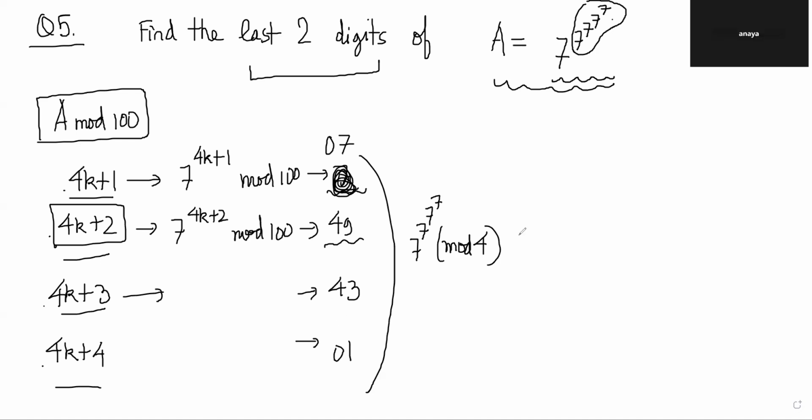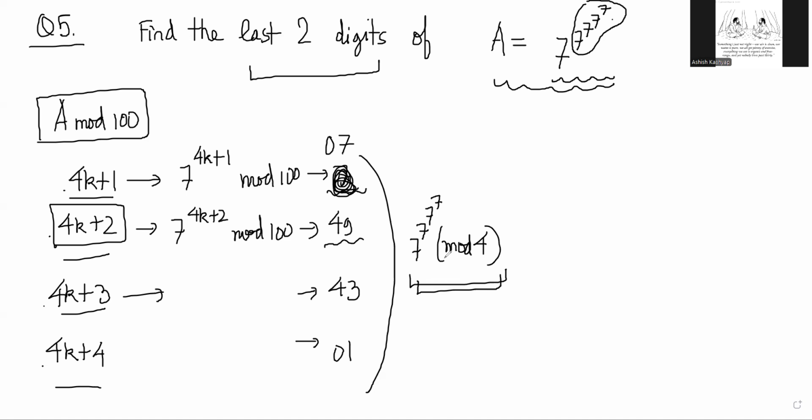So now our job is slightly easier. We just have to focus on the power and find it mod 4. And you have to think in the same way again a little bit. So then 7 to the power 1 is going to be 3 mod 4. And then 7 to the power 2 is 1 mod 4, and then so on.